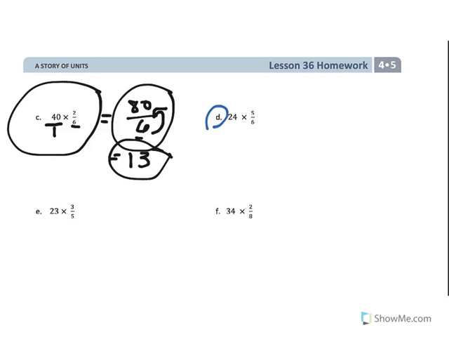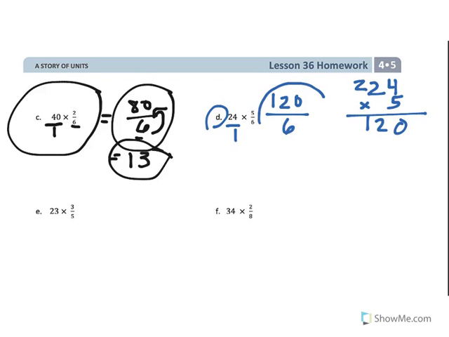24 times 5 over 6. Again, I'm going to put it over 1 just to remind myself. So 24 times 5 is 120. And my denominator is 6. Again, you can leave it like this, as an improper fraction, or if you're trying to be at that level 4, you want to be able to change this improper fraction to a mixed number. And you can do that.